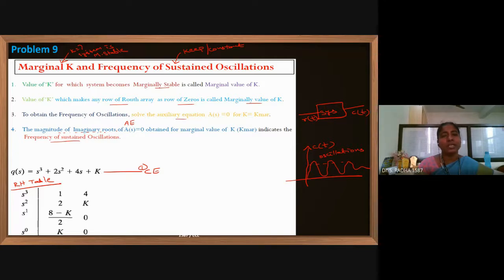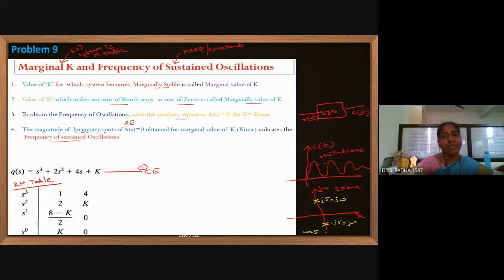Those roots will give sustained oscillations, because the roots are on the imaginary axis. This is the S plane I am telling, the x axis is the real axis, and the y axis is the imaginary axis. If there are roots on the y axis, the general format is J5, J3 like that. These are the roots, in general J into some omega value, some constant value, J5, minus J5 like that. This is nothing but J omega. So omega value equal to 5.